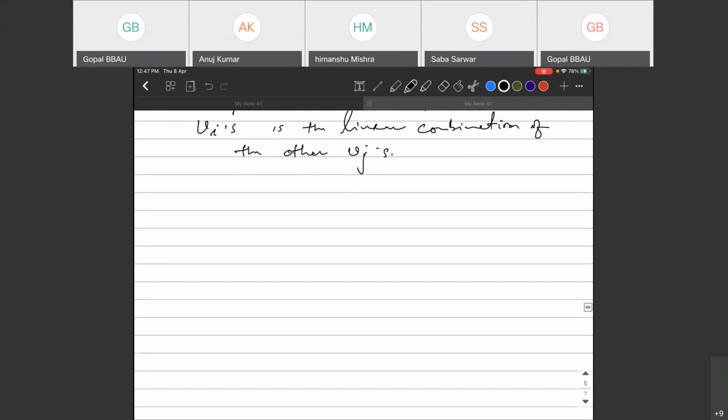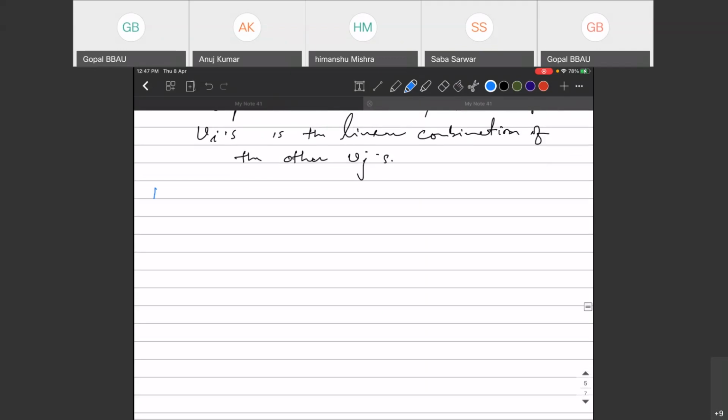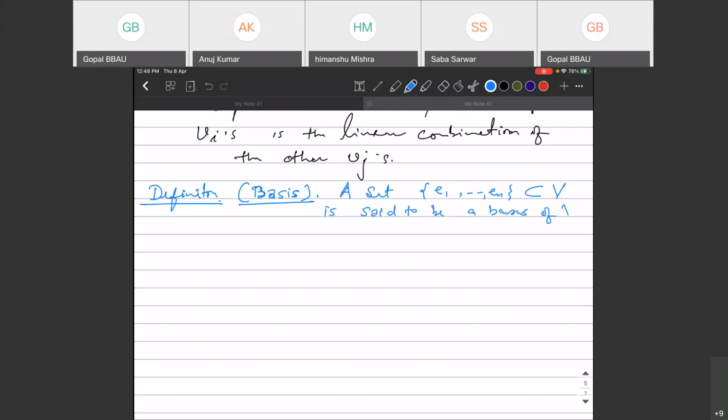Now, from this discussion, whatever we have discussed so far, we give a definition of this. Okay. So I said E1 to En of a vector space V is said to be a basis of V if every vector can be represented as a linear combination of these E1 to En, and this representation is unique.